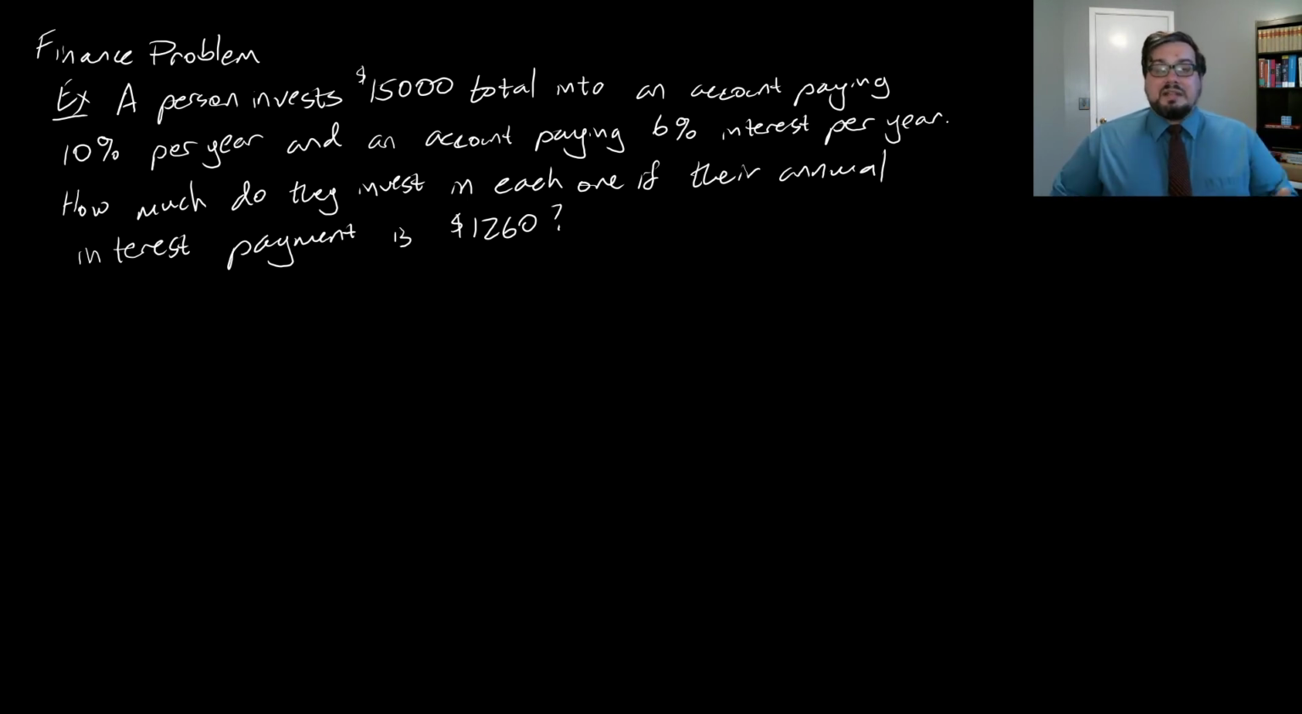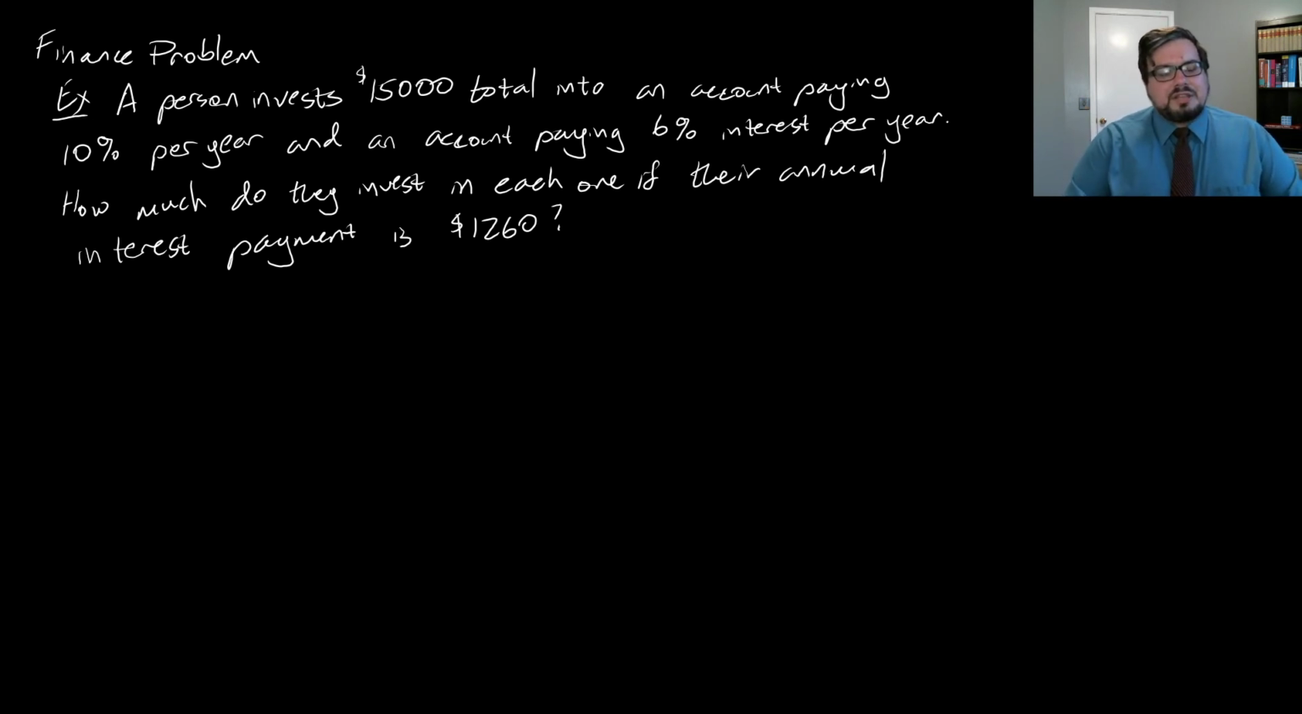So we want to make sure to read this and understand it. The person has $15,000 total that he split between two accounts. One of them pays 10% per year, one of them pays 6% per year, and the total amount that he gets back per year is given, $1,260. And we want to understand how much he has in each one of them. This isn't something that we can sketch out a picture of exactly, but we can use a table to understand some of what's going on.